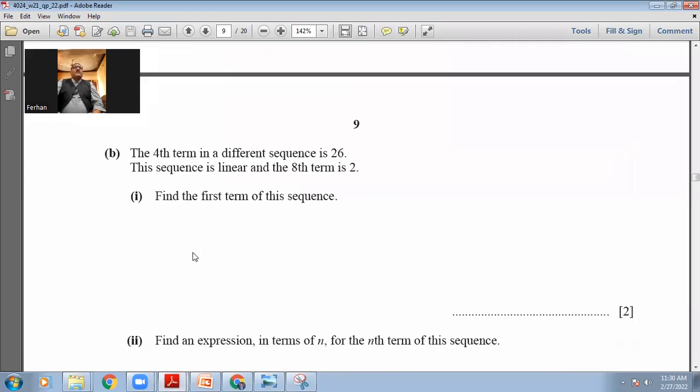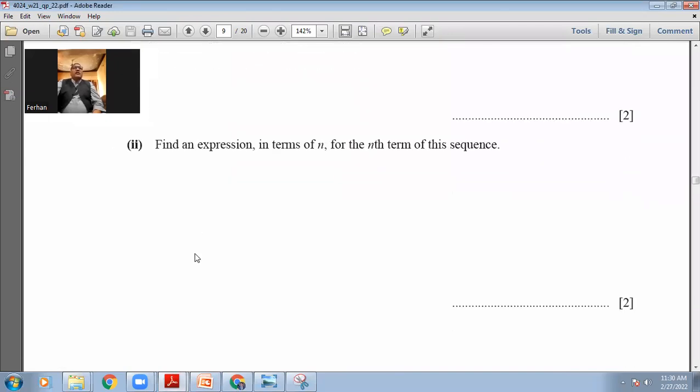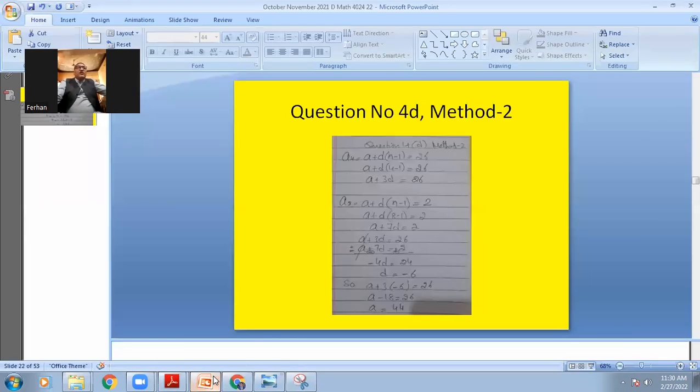Now the next question: find in terms of n the nth term of the sequence. The nth term of a linear sequence is normally a plus d bracket n minus 1. The a is 44, and the d value is minus 6. So let me show you how this is done.